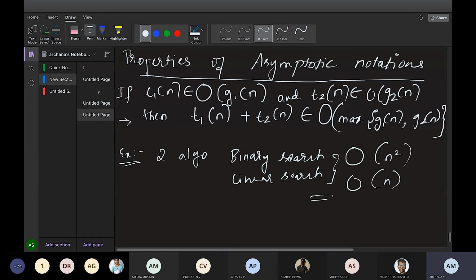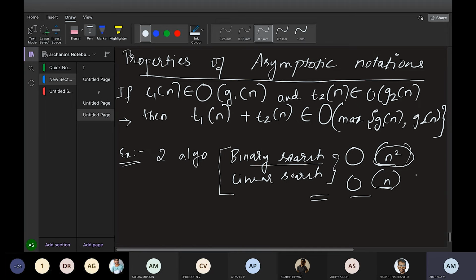Now I need to see which one will be the good algorithm to be implemented in your programs. You will get the time complexity of both and you have to see which one is good. So at that time, we apply this property and see which of the two is the maximum. Look here, n square is of course the maximum because it has the highest degree and n is lesser. So we compare these two according to this property and we see binary search is a better algorithm than linear search.